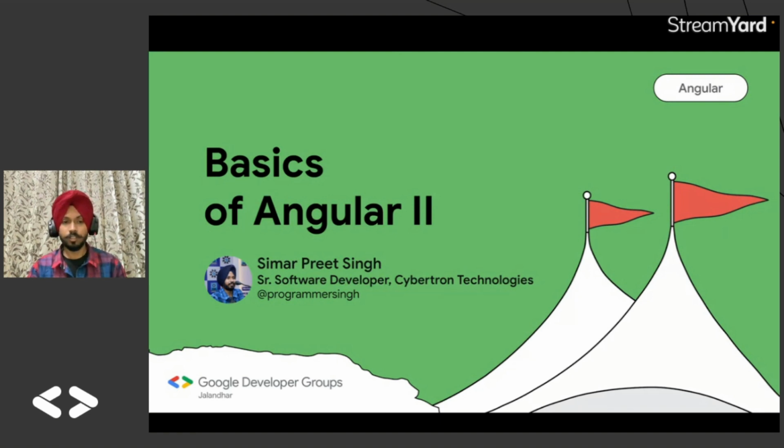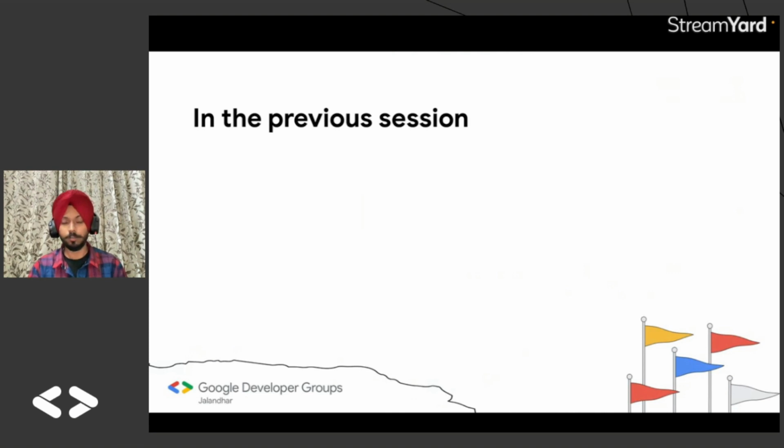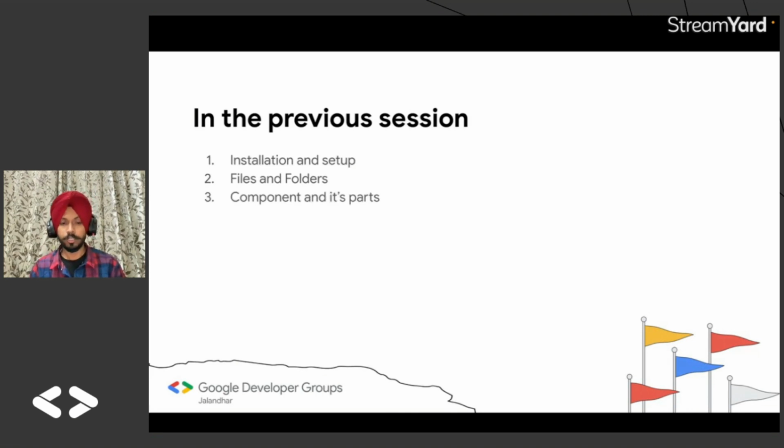So in the previous session, we discussed some topics. Let's discuss them in a short detail. We discussed the installation and setup, how you can install Node and install Angular CLI, and then you can create an Angular app using some commands that I shared in the previous session. Then we discussed the files and folder structure, where to create components and how to manage them. Then we discussed the components and its parts.